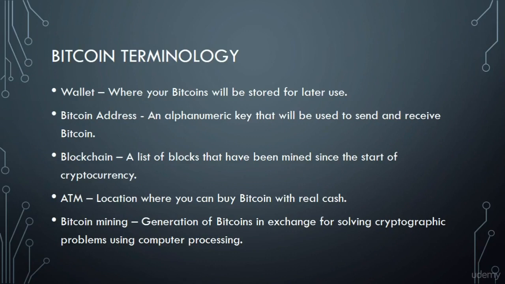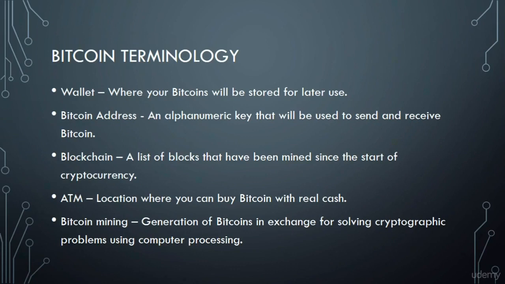Now let's look at what a Bitcoin ATM is. A Bitcoin ATM is a location where you can buy Bitcoins with real money. So this is where you exchange your money, for example US dollars, or the Great Britain pound, for Bitcoin. So you're basically converting your currency into Bitcoin, and vice versa.